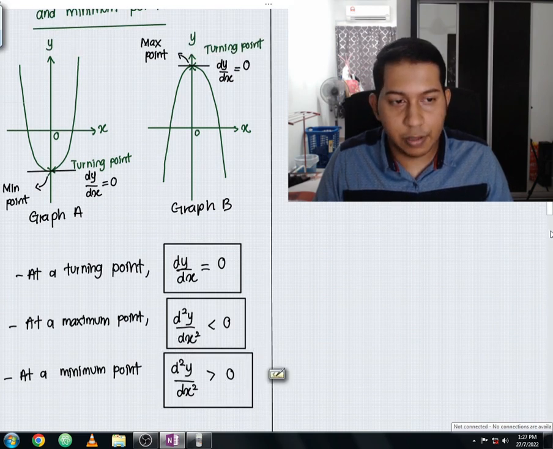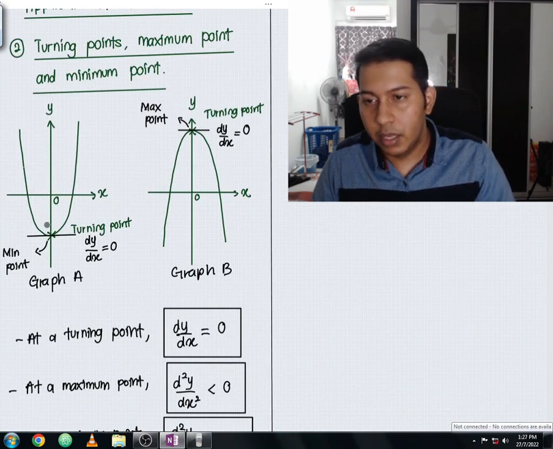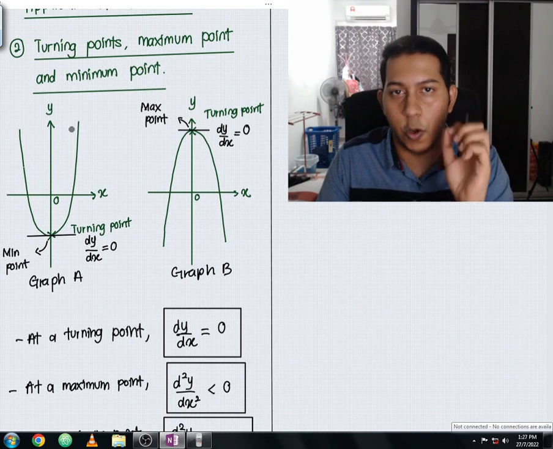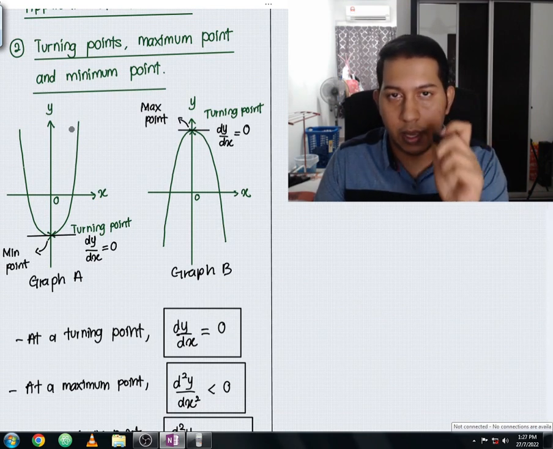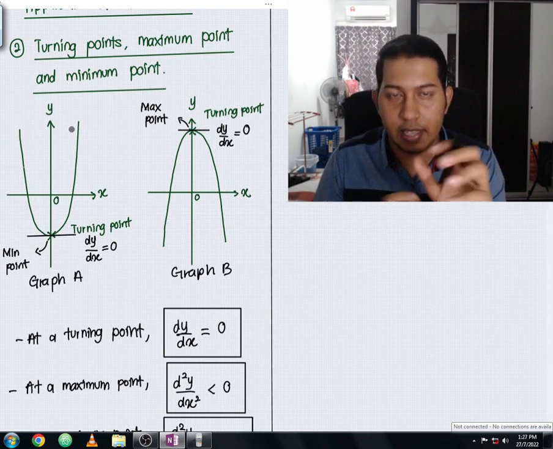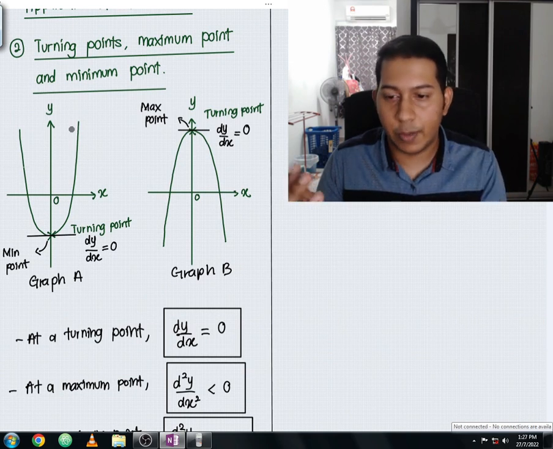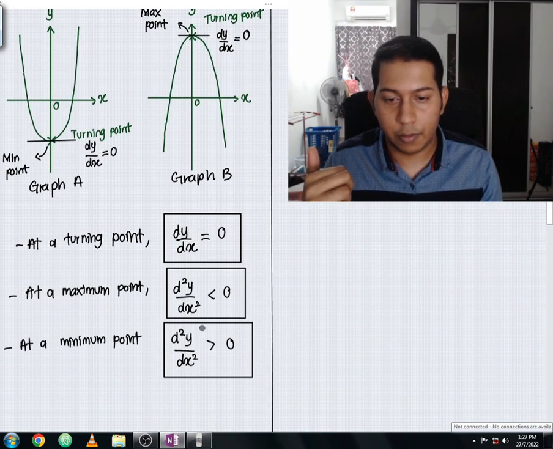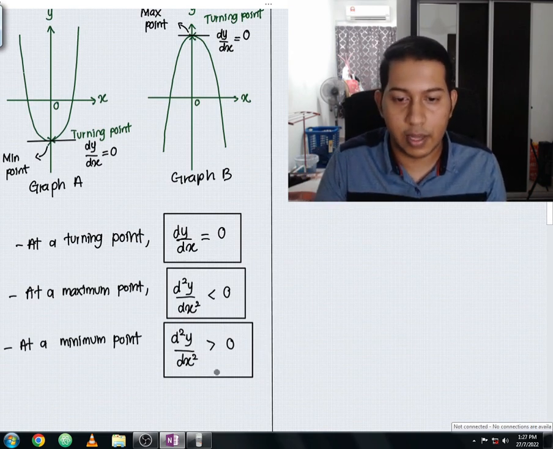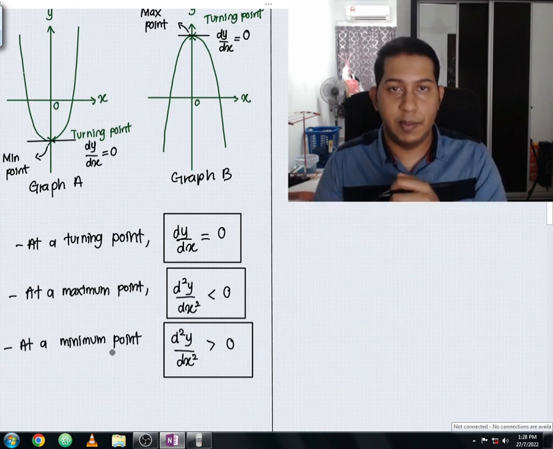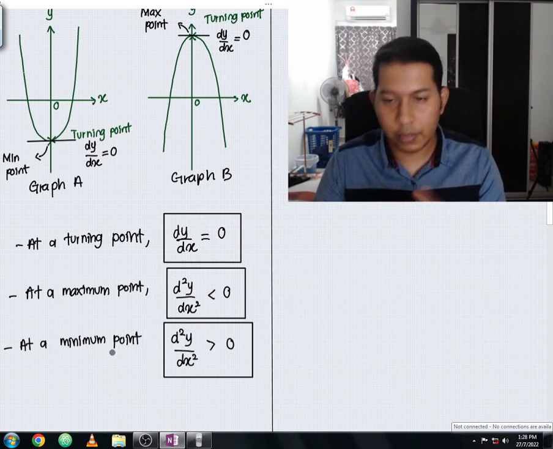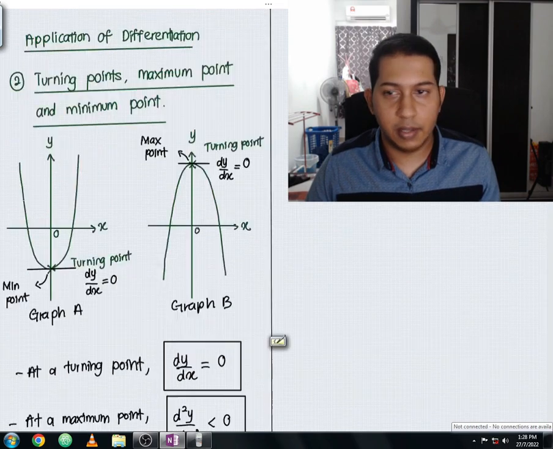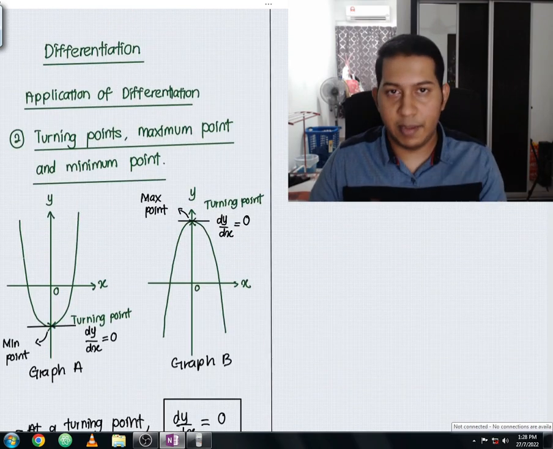Why more than 0? Take a look at graph A. Your type of graph A is a smiley face. The coefficient of the quadratic equation, the coefficient A, is always more than 0. That's why when you perform double differentiation, you always get a positive value. When you have a positive value, you can conclude that it is a minimum point. I hope you understand. So this is the quick explanation regarding the turning points, maximum point and minimum point.